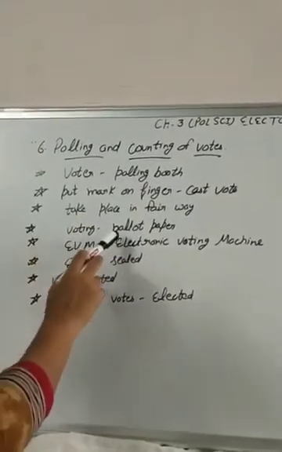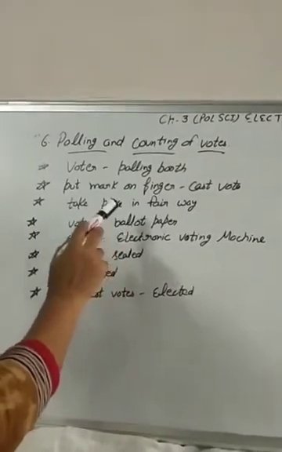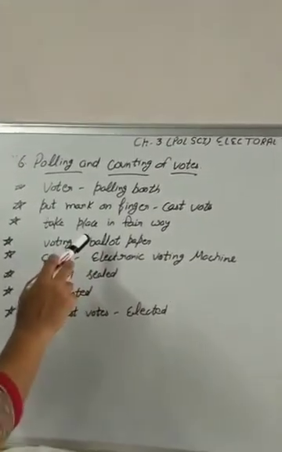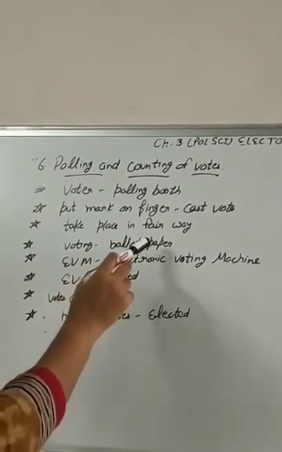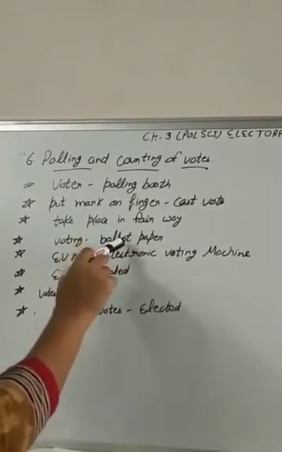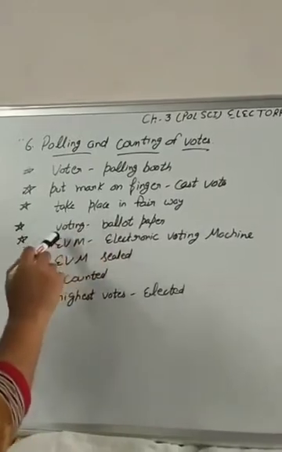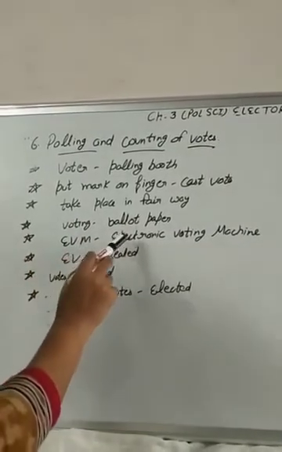Earlier, voting was done by ballot paper, which is a document containing the names of candidates with their election symbols. Earlier, voting was done on paper, a mark was put against the symbol on the paper and it was put in the ballot box. But nowadays, EVMs, meaning electronic voting machines, are used to record votes.